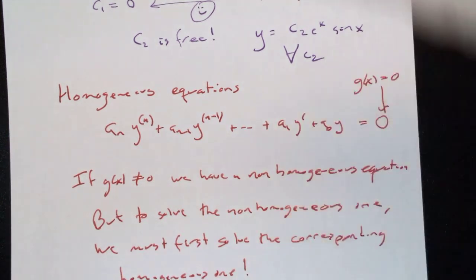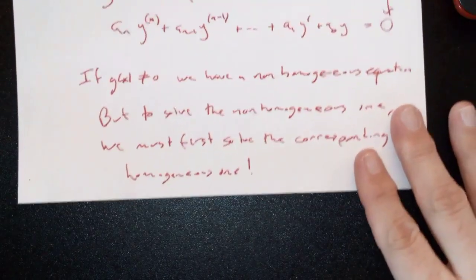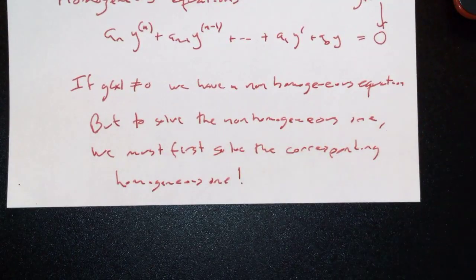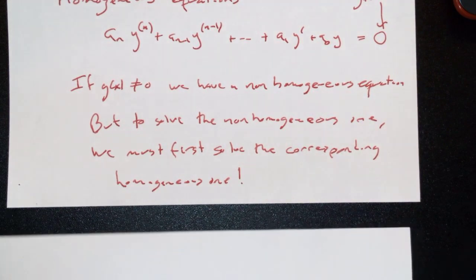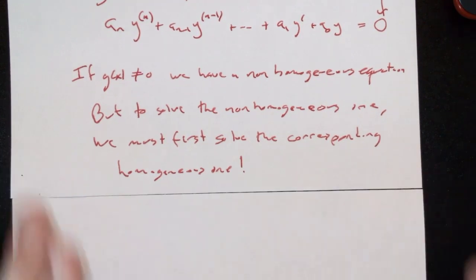If I ever want to solve an equation where the right-hand side is not 0, I always start by solving one where the right-hand side is 0. I only change the right-hand side. That's what makes it the corresponding homogeneous equation. It's the same left-hand side. So consider the one we were just looking at.